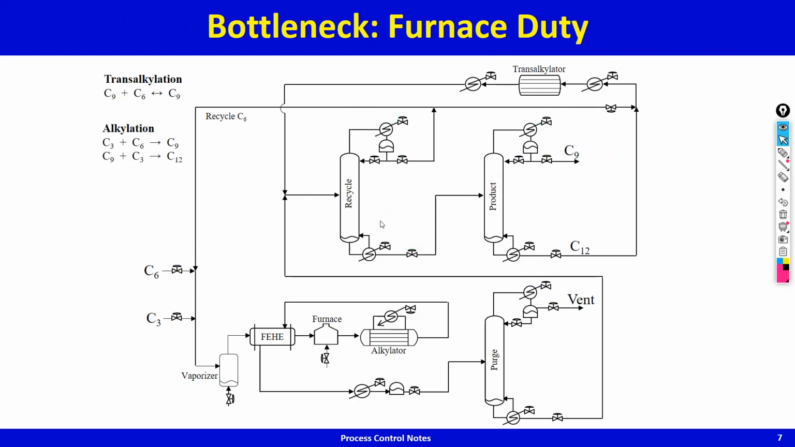Now let's say furnace duty. If you're saying, oh, recycle column flooding is the thing that limits maximum production, let's say instead furnace duty is the thing that limits maximum production. In that case, TPM will be here. If TPM is here, you cannot use this valve for inlet temperature control. So how do you control inlet temperature into the alkylator? You control it by adjusting the flow here.